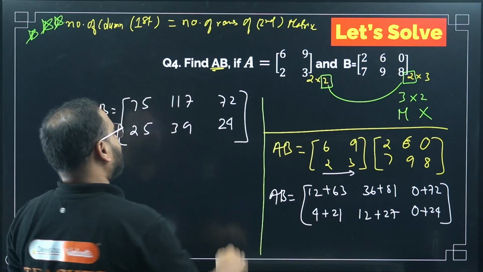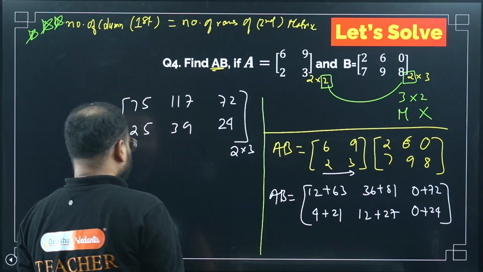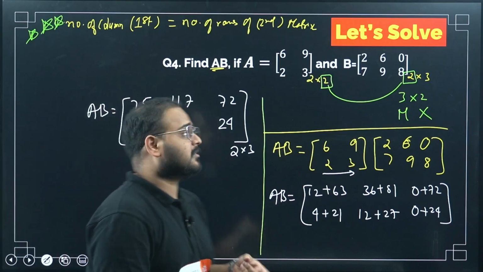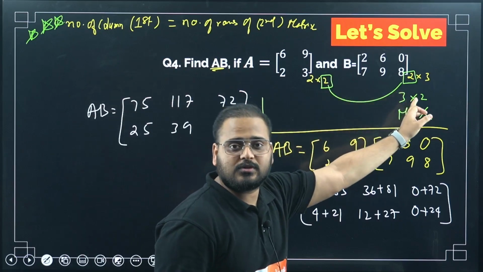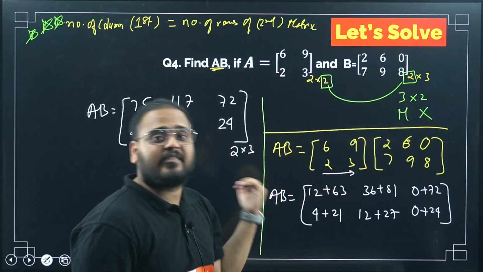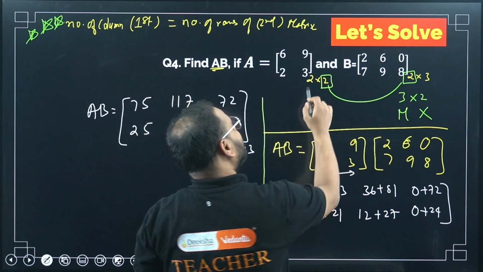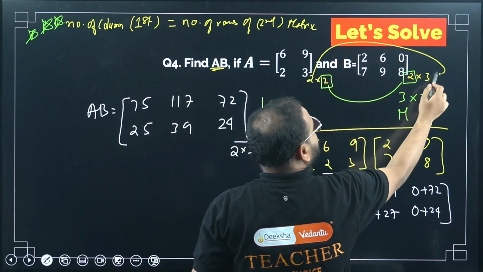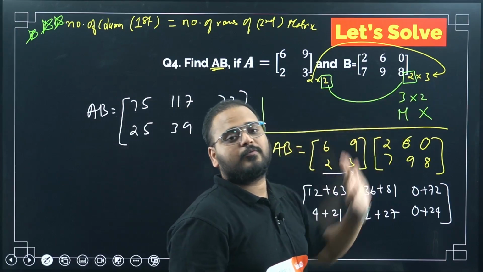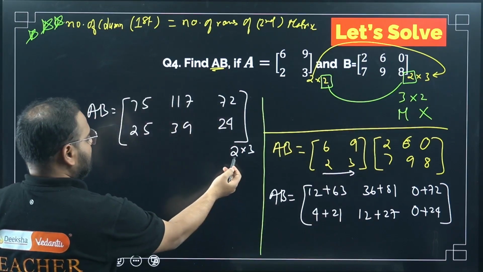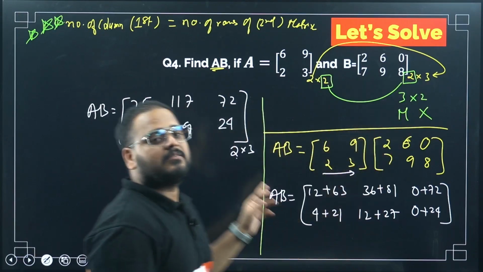What is the order here? Order is 2 cross 3. Please check. One more thing I said about the prerequisite, it should be in this form. The number of columns here should be equal to the number of rows here. And the resulting matrix after multiplication will have the order of the number of rows from the first one to the number of columns of the second one. Check here, 2, 3: the number of rows from the first one, which is 2, and the number of columns from the second one, which is 3. This is how it works.